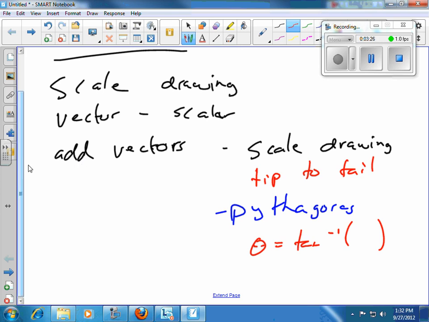Okay, so now there's going to be two kinds of adding vector questions. There's going to be the first kind where I'll say, here's vector A, here's vector B, add them together, and it's pretty obvious that you're going to have to add. The second kind will be the kind where it's a word problem. They'll all be like word problems on the test.